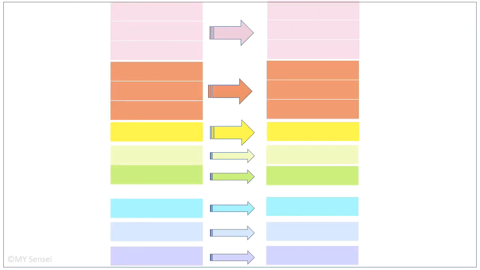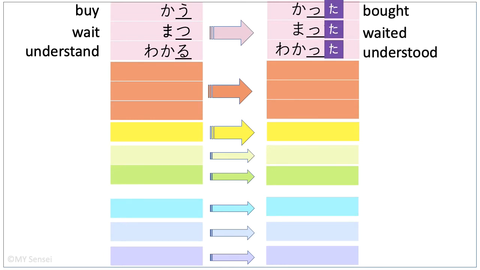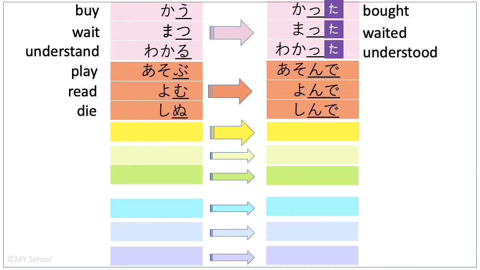The song tells us if a verb ends in u, tsu, or ru, such as these verbs, their te form is a small tsu and te, like these. If we change te to ta, we will get the past tense of these verbs. For verbs that end in bu, mu, nu, their te form is nde. If we change de to da, we will get the past tense of these verbs.